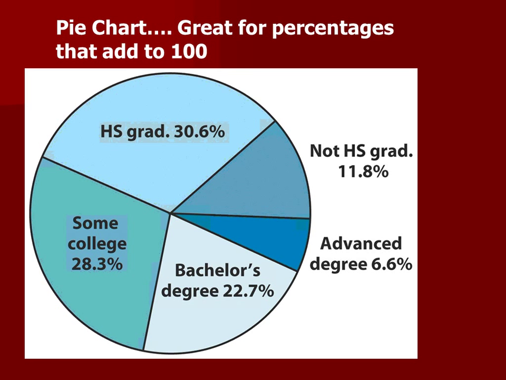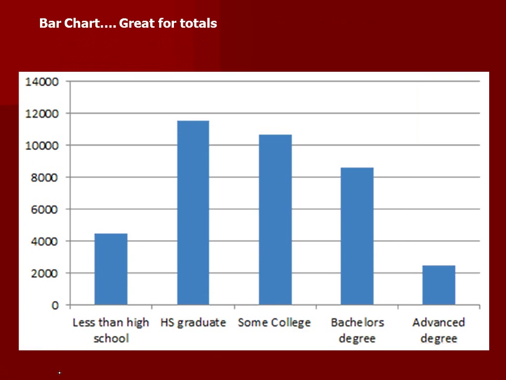We also could have used a bar chart to display this data. Bar chart is a great chart used for totals. So instead of having percentages on the left axis, we would have the totals so that we can see how many have less than high school, graduated, some college, bachelor's degree, advanced degree. So pie chart, percentages, bar chart, totals, both for categorical data.